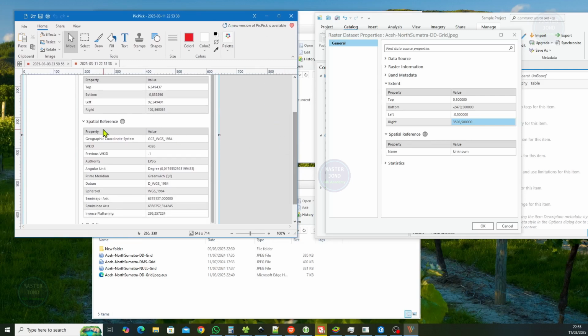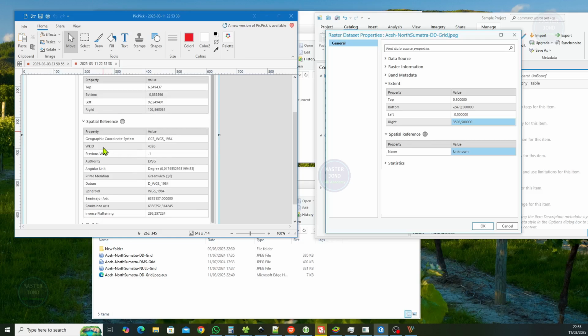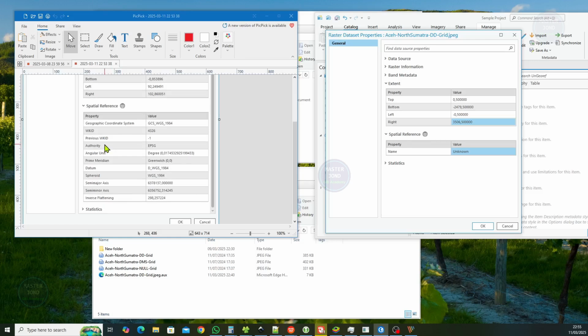But the most fatal thing that we can use to distinguish between the georeferenced and ungeoreferenced is the spatial reference here. For the georeferenced one, the spatial reference has properties: the geographic coordinate system, WKID, authority, and so on. But for the ungeoreferenced one, the properties are unknown. If you're not sure about the extent values, then you just need to see the spatial reference, whether it is filled by the proper properties or not.